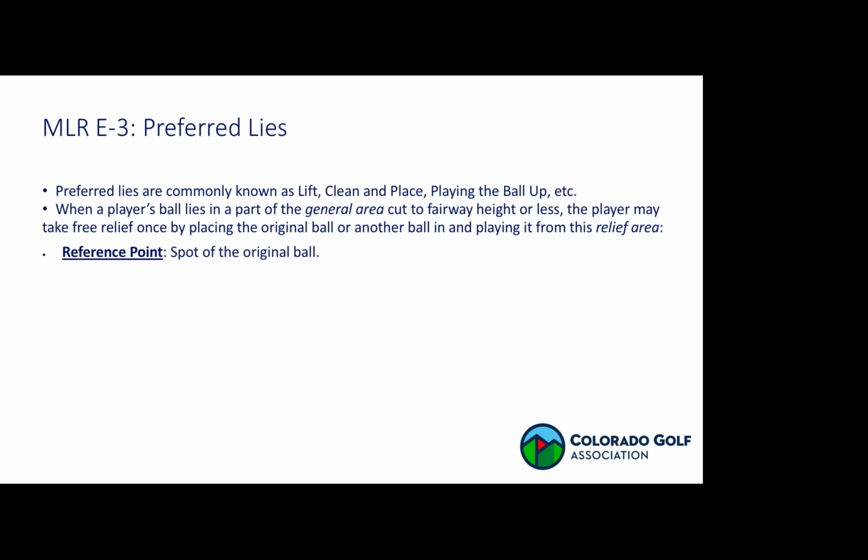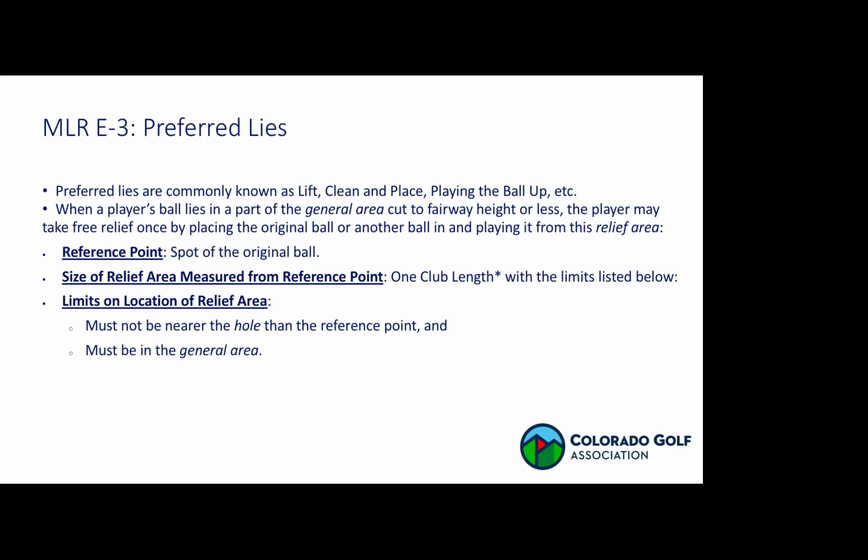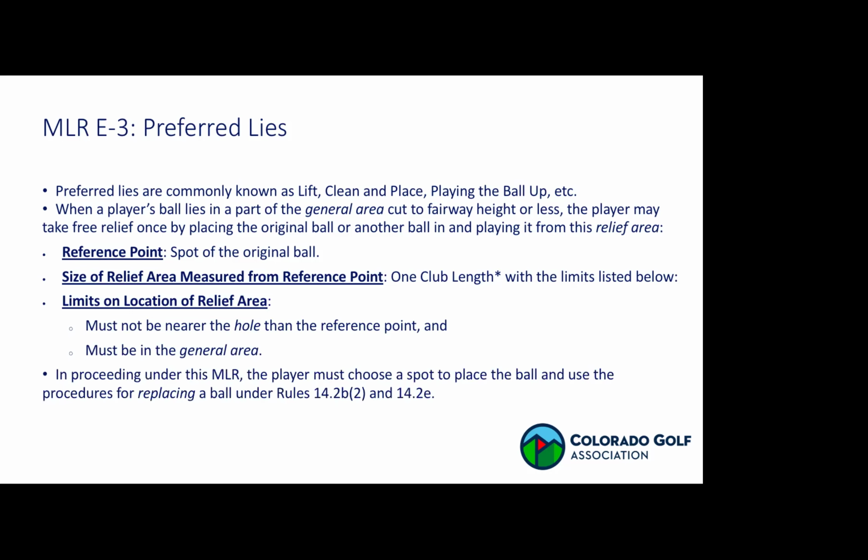So getting into how to take relief, we're going to be using the spot of the original ball, and we're typically using one club length. However, again, that's up to the committee to determine that size of relief area. Sometimes you'll hear 6 inches. Sometimes you'll hear the length of a scorecard. That's really up to the committee to determine that size of that relief area. And again, you'll all be very familiar with this. Must not be nearer to the hole than a reference point. It must be in the general area.